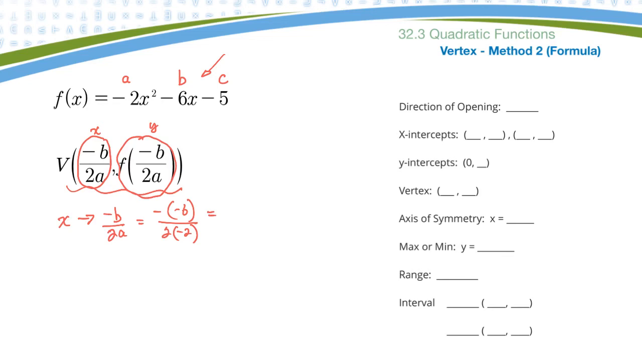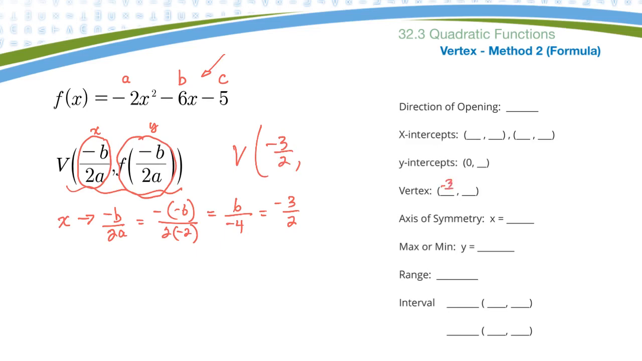Okay, so negative 6 would be positive 6 over negative 4. If I simplify that, that'll be negative 3 halves. So that's the x value of the vertex. Let me just look at that and make sure that's right. Yeah, it looks right. Okay, so that's the x value. So if I'm looking for the vertex, that x value is negative 3 halves.